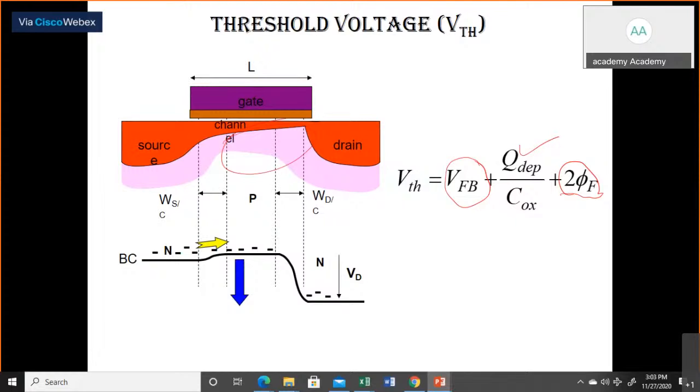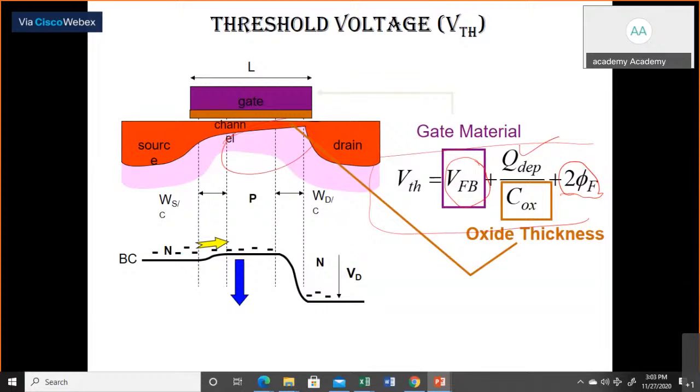Earlier it was P, you can say it is N. If you change the semiconductor from P to N, then this much of potential barrier change is required. So that's why this equation is defined for the threshold voltage. Okay. So this is how it depends.